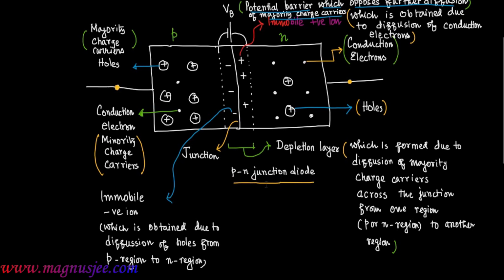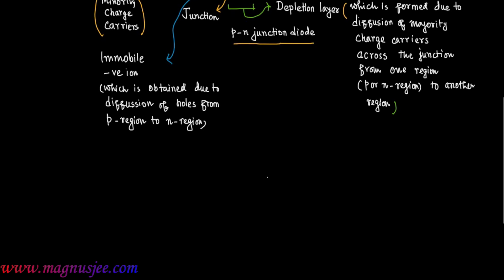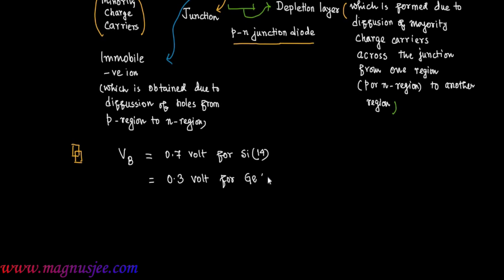So this is the diagram of the PN junction diode, and memorize the approximate value of the potential barrier acting across the junction. Potential barrier VB has the value 0.7 volt for silicon. Silicon is an example of a semiconductor having atomic number 14. And it is 0.3 volt for germanium, which is another example of an intrinsic semiconductor having atomic number 32.